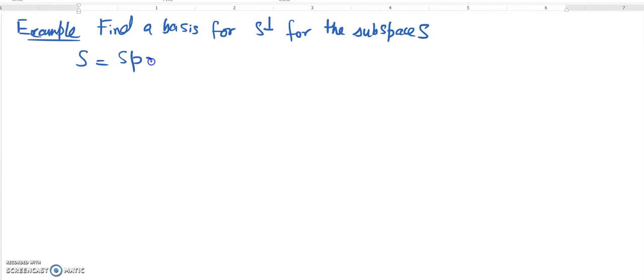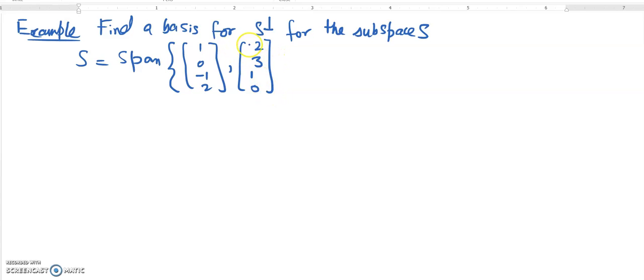Subspace S is a span of the vectors 1, 0, minus 1, 2 and 2, 3, 1, 0. Okay, so if we are to find the S perpendicular, it means that, if for example that vector will be u.